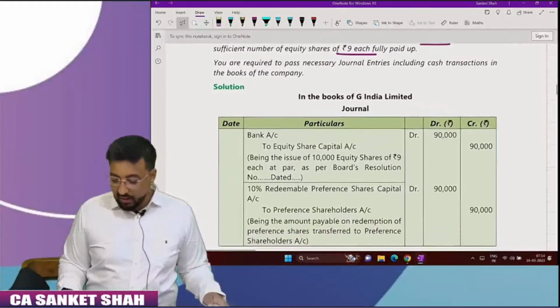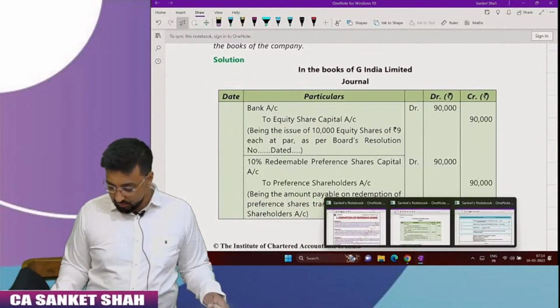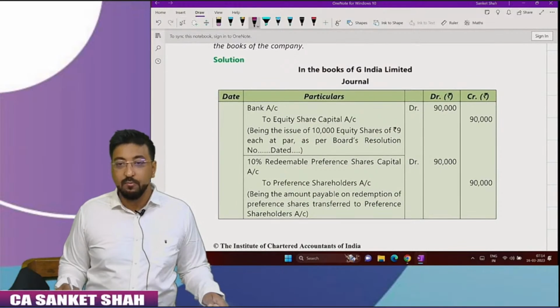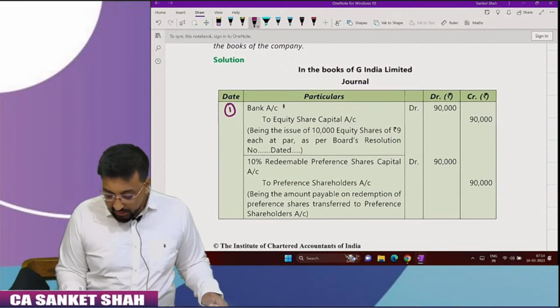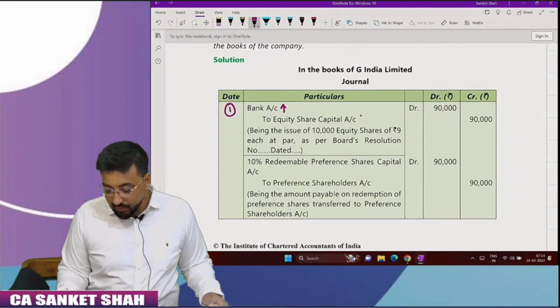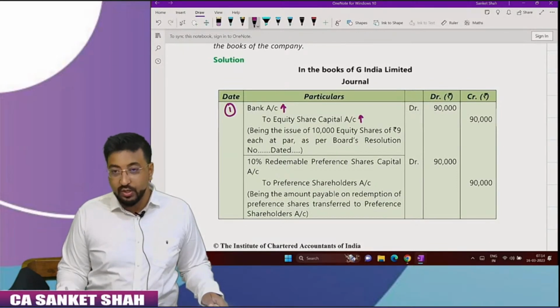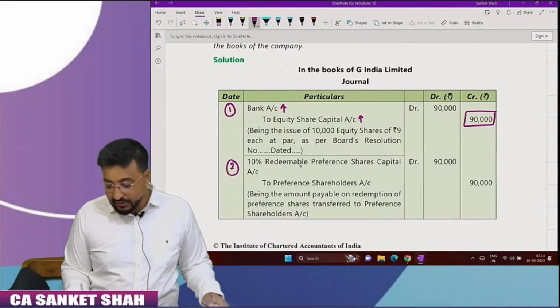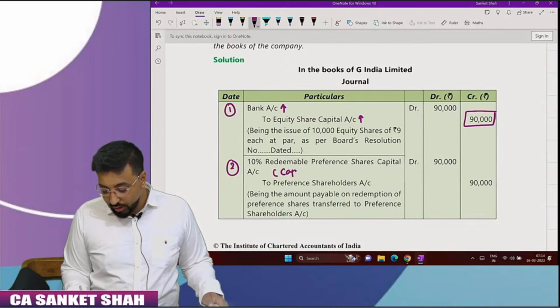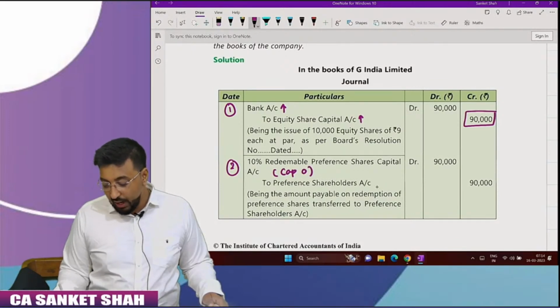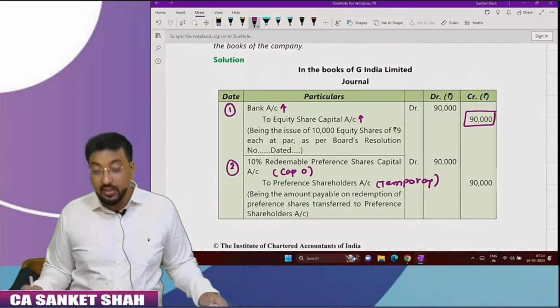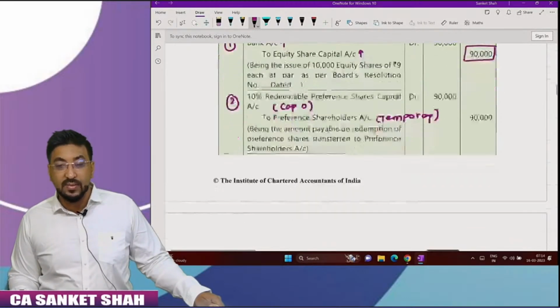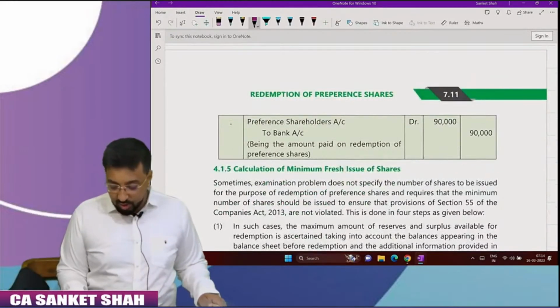So bank account debit. So entries are very easy, sir. First entry, bank balance will get increased. Equity share capital, beta, will get increased because you issued equity shares. Now your capital structure is maintained. And second entry will be 10% redeemable preference share capital account debit to preference shareholders. So capital is going to reduce. So capital becomes 0, and preference shareholders is a temporary account, as you are aware. So the preference shareholders, they are our creditors. Creditors become receivers. So last entry will be preference shareholder account debit to bank.